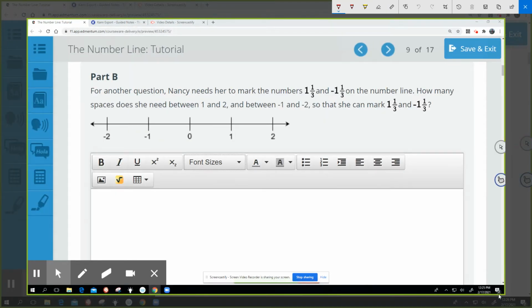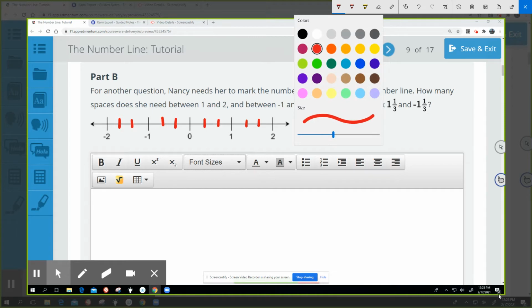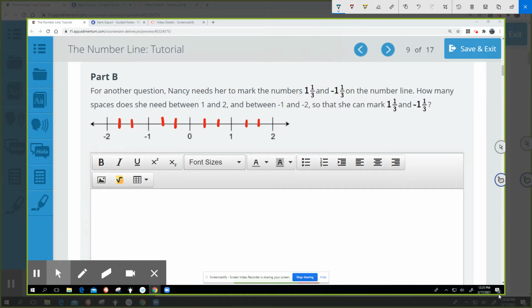I think the fourths are a lot easier. So we'll do 1, 2. Notice to make 3 spaces, I only need 2 marks, right? You notice that? Yeah, okay. So marking 1 1/3 is going to go right here, and negative 1 1/3 will go right here. So we have positive 1 1/3 and negative 1 1/3.